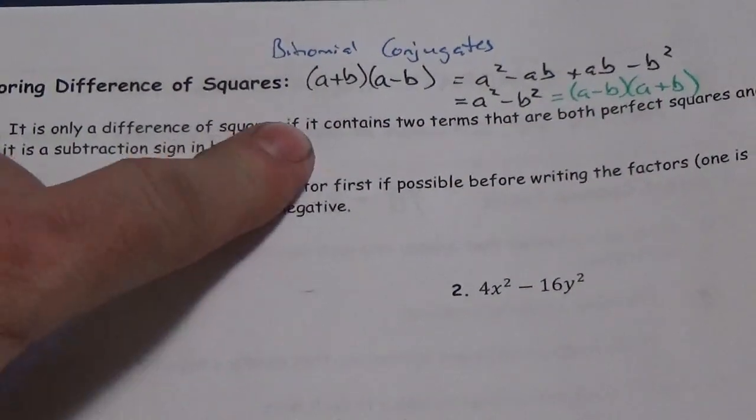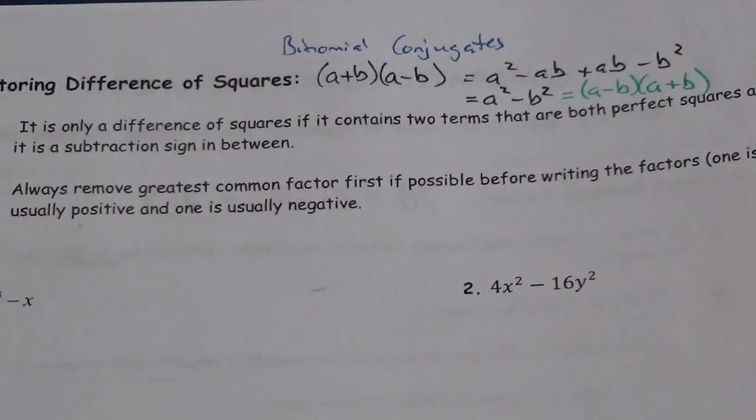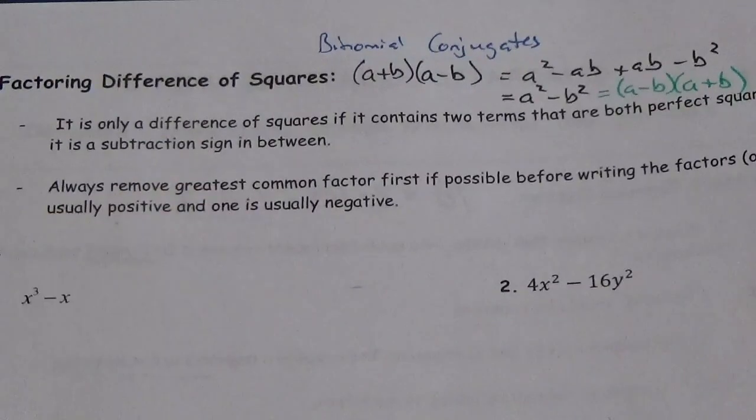So it's only a difference of squares right here if it contains two terms that are both perfect squares and it's a subtraction in between. And then always remember to take out the greatest common factor if you can. Now, let's have a look at some examples.